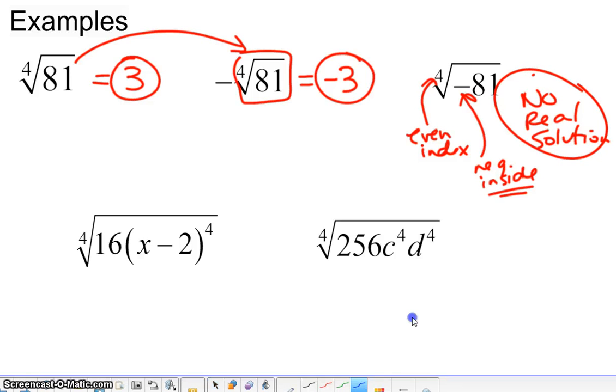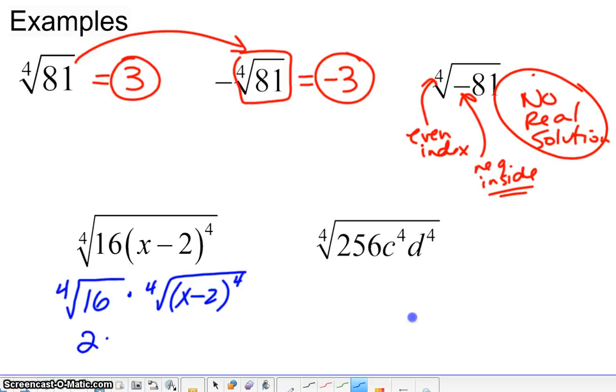And here we have a mix of a couple things. We have the fourth root of 16 times the fourth root of x minus 2 to the fourth. Lots of things going on here. So push pause and find the fourth root of 16, and you should get 2. And the fourth root of anything to the fourth, again, I want to clarify that, is going to be the x minus 2. Now this is an even root, therefore there are absolute value signs on the x minus 2.